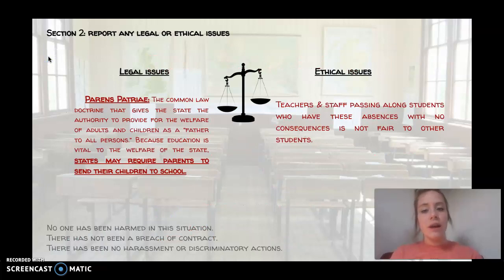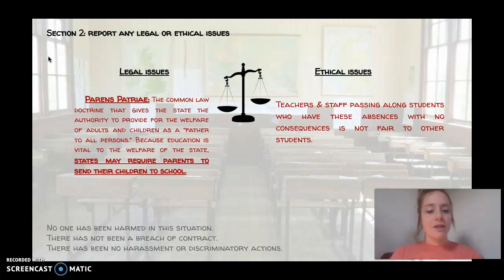So, any legal or ethical issues? I put on here the legal issue of parens patriae, which is the common law where states can require parents to send their children to school. So we can use this law to inform parents that we do have a right to have an attendance policy. And then we have our ethical issues.